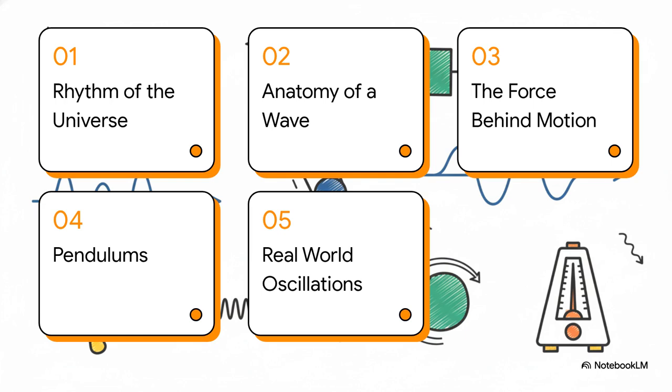All right, so here's our game plan. We're going to start with the basics, the rhythm of the universe. Then, we'll dissect the anatomy of a perfect wave. After that, we'll look at the force behind the motion. Check out pendulums, gravity's rhythm, and finally, see how this all works in oscillations in the real world.